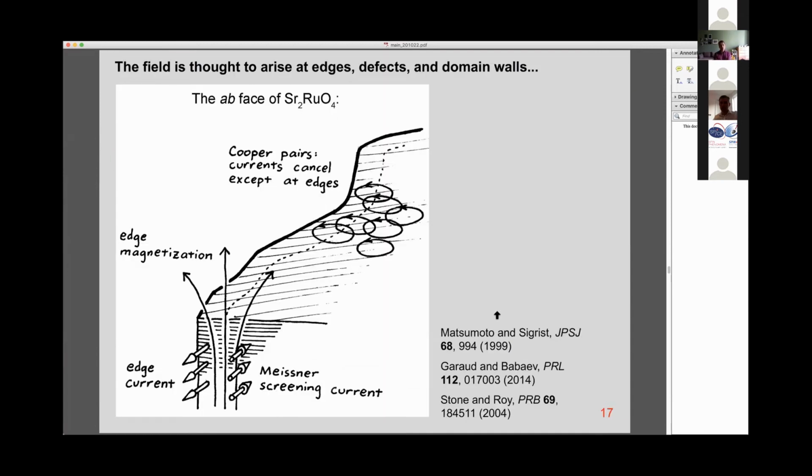At the time, the microscopic mechanism for this was thought to be edge and domain wall currents. So if you have a chiral superconductor, as a cartoon, you can draw the Cooper pairs as little current loops, and these pile up at the edge to give you a net current along the edge. That edge current will generate a magnetic field. It is screened by the Meissner screening current, but along the edge, there is some field that escapes from the sample, and similarly at domain walls.